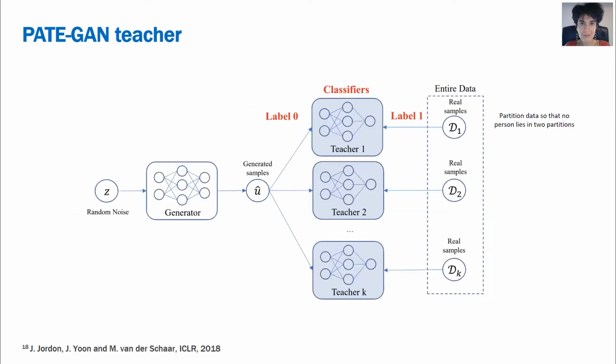This is the training procedure of the teacher discriminators. The generator takes random noise as input to generate synthetic data, and teacher discriminators are then trained to minimize the classification loss when classifying samples as real samples or generated samples. Note that we divide the entire data into partitions, and each teacher discriminator only utilizes a subset of the data during training. Until now, we have no privacy guarantees.